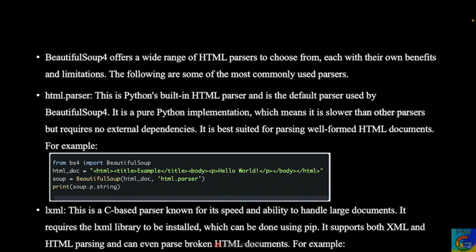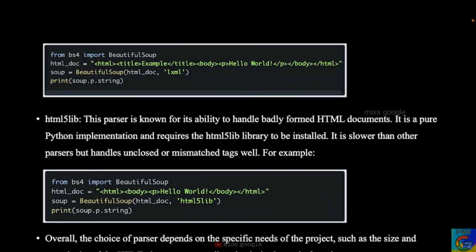And the second parser is lxml, which is a C-based parser known for its speed and ability to handle large documents. It requires the lxml library to be installed, which can be done using the pip command. It supports both XML and HTML parsing and can even parse broken documents. Now, the first thing is to go to the PyPI page, and in this case we'll be using the pip command to install it.